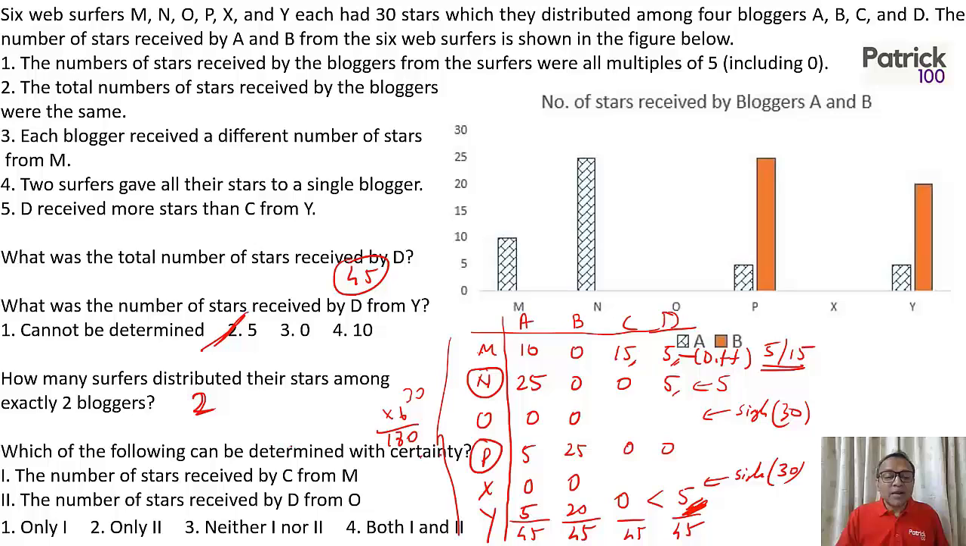Which of the following can be determined with certainty? The number of stars received by C from M. Yes, you can make out 15. So first you can find out. The number of stars received by D from O, you can't find out, because one of them is either 0 or 30. So only one, which is the first option. So we get the answer.